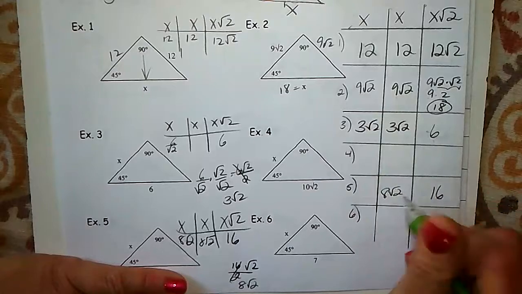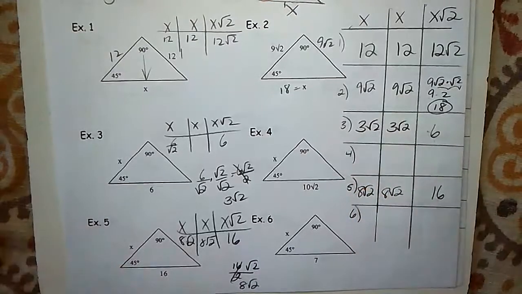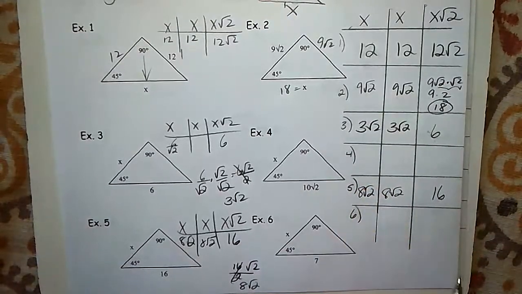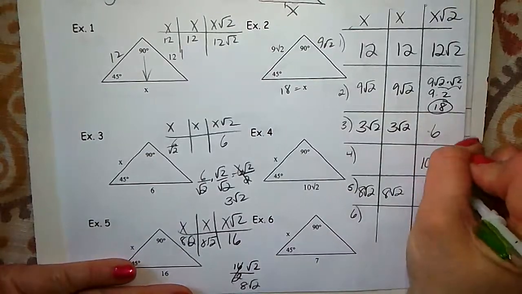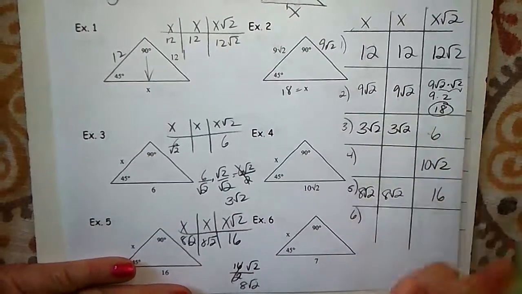So take that number, cut it in half, multiply it by root 2. And there you have your sides. Okay, let's go back to number 4. In number 4, you have the 10 root 2. You're dividing by the square root of 2.